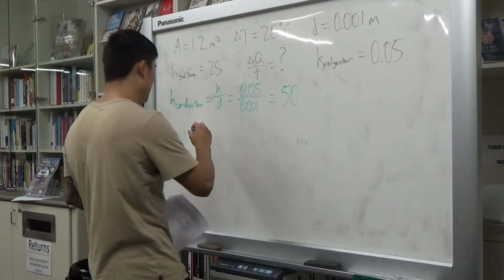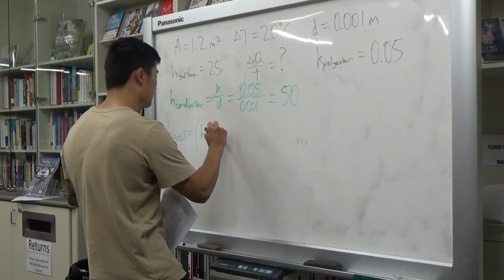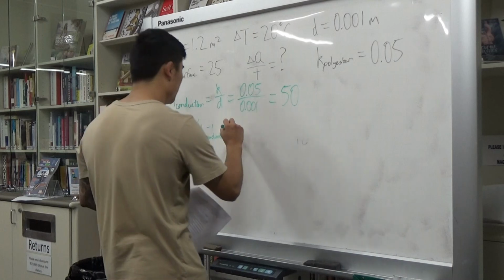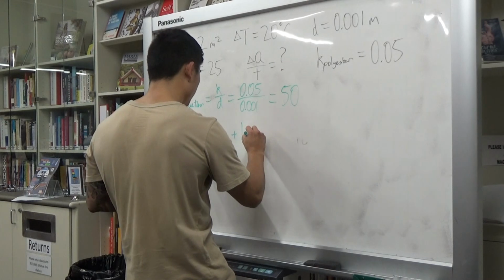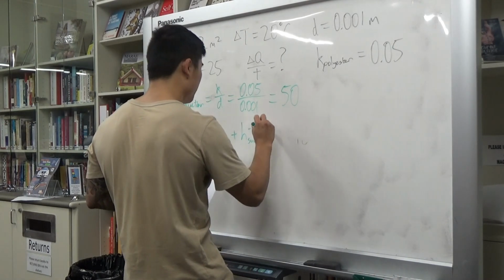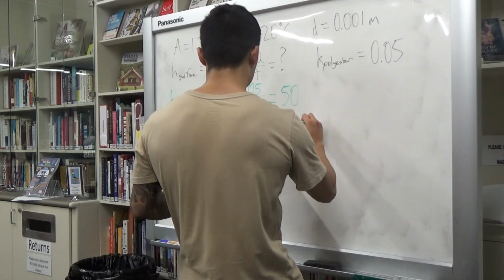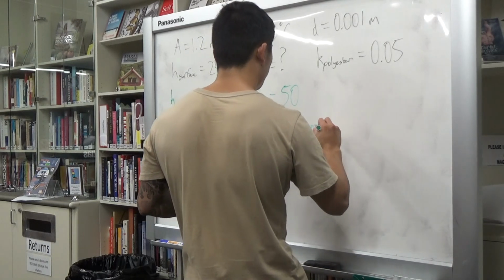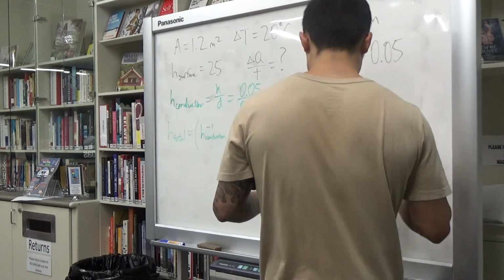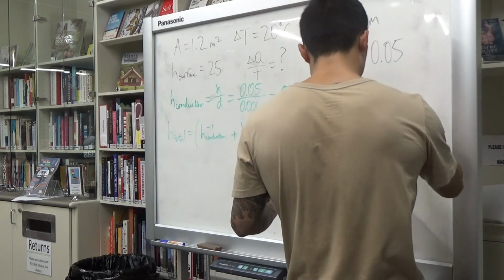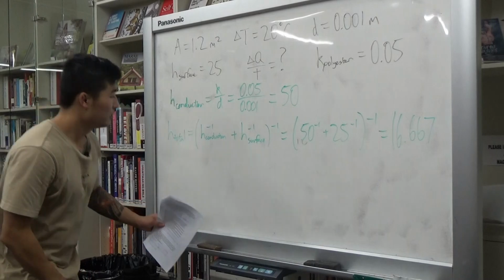In order to find the H total, we need to add the reciprocals. So that's H of conduction to the power of -1 plus the H of surface to the power of -1, and all of that to the power of -1. So that's 50 to the -1 plus 25 to the -1. So that's going to be 16.667, which is our H total.